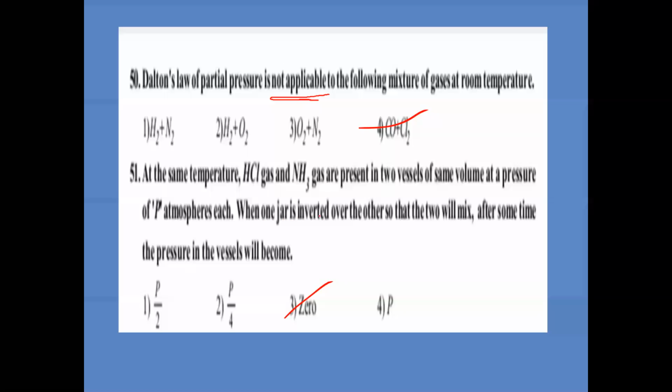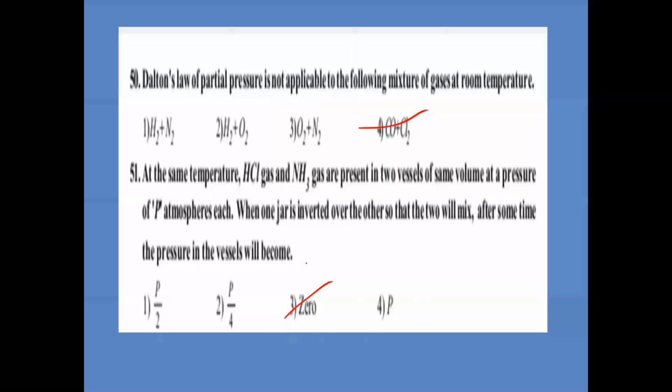When one jar is inverted over the other jar, so that the two gases will mix, after some time, what will the pressure in the vessels become? So we have taken two gases in two vessels. The two vessels have the same volume and also the same pressure. When we invert one vessel above the other, what will the total pressure become, they are asking.